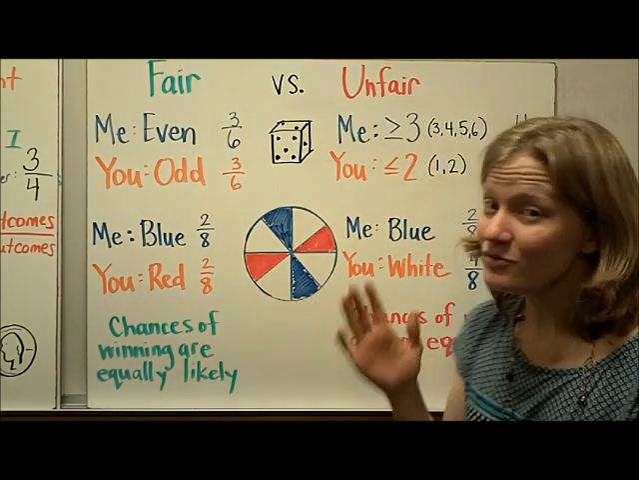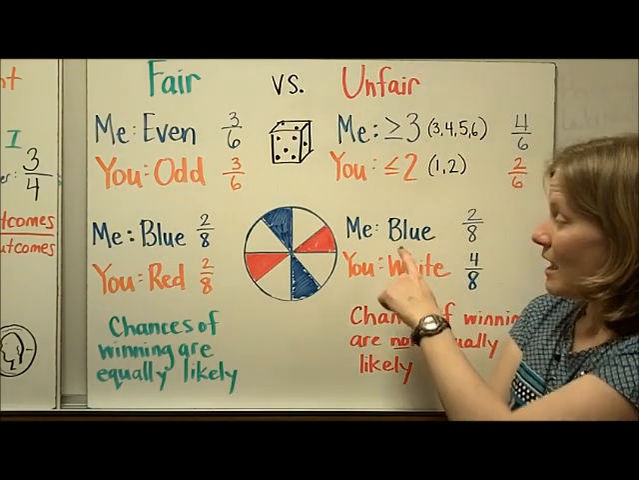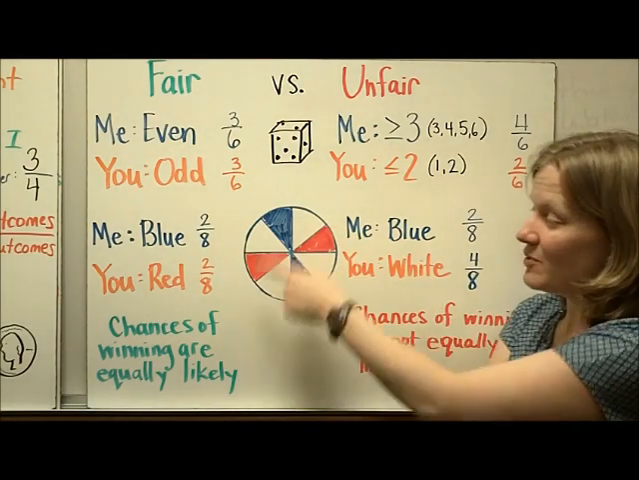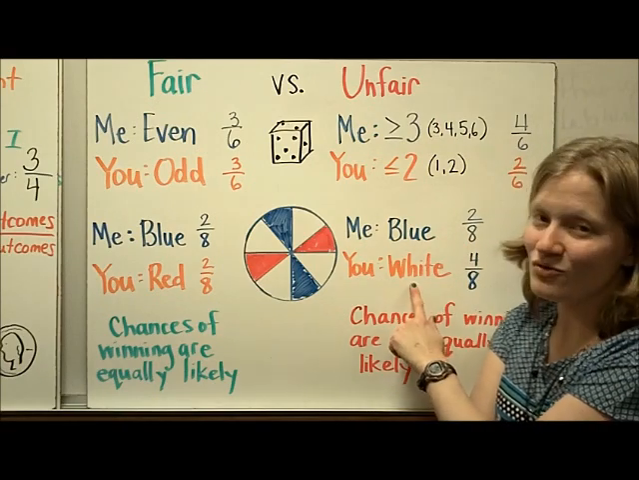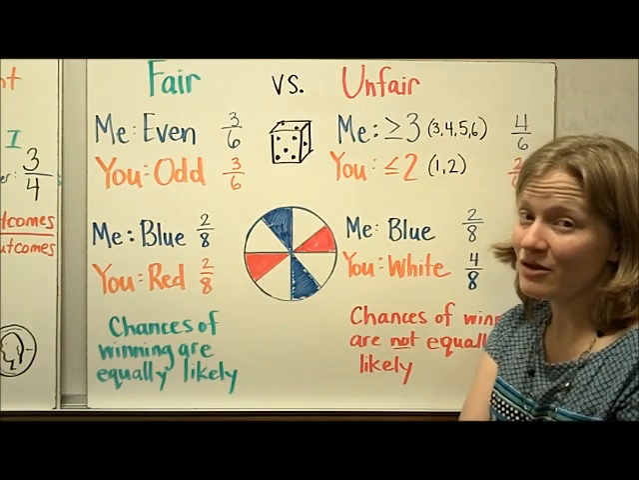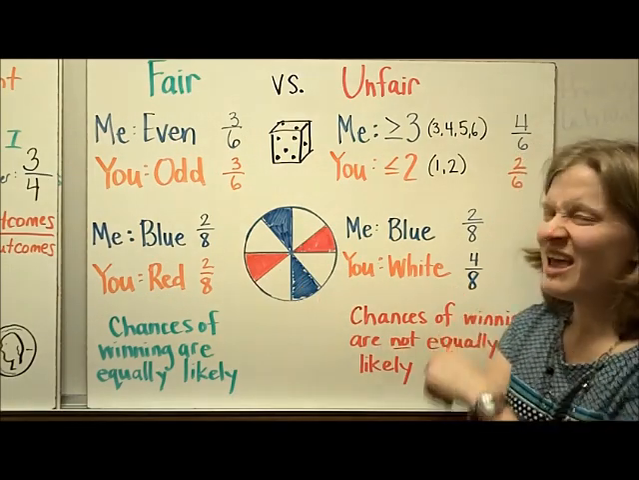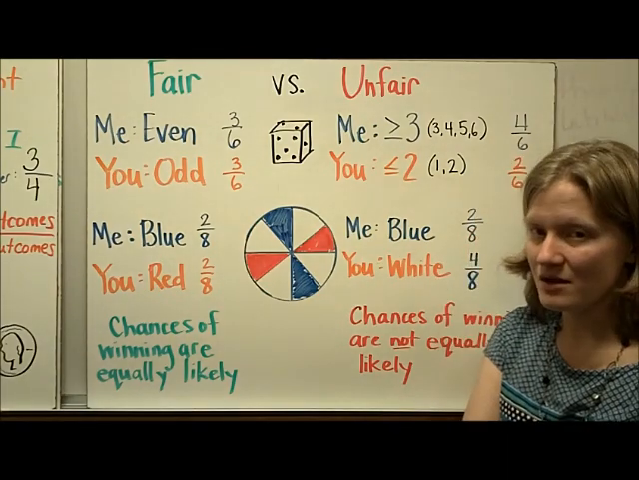On the other hand, if you decide to make new rules and you say that I'm going to get points any time I spin a blue, that's still 2 out of 8, but you're going to get points any time you spin white. Well, there are 4 white sections, so the probability that you're going to get a point is 4 out of 8. And I'll say that's not a fair game because our probabilities are not equal.